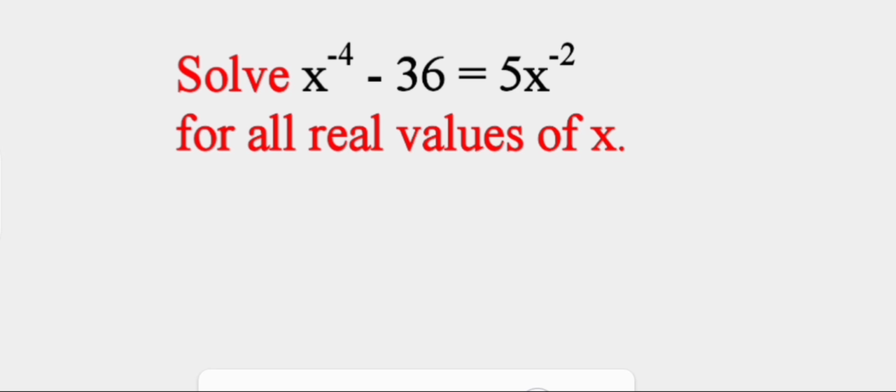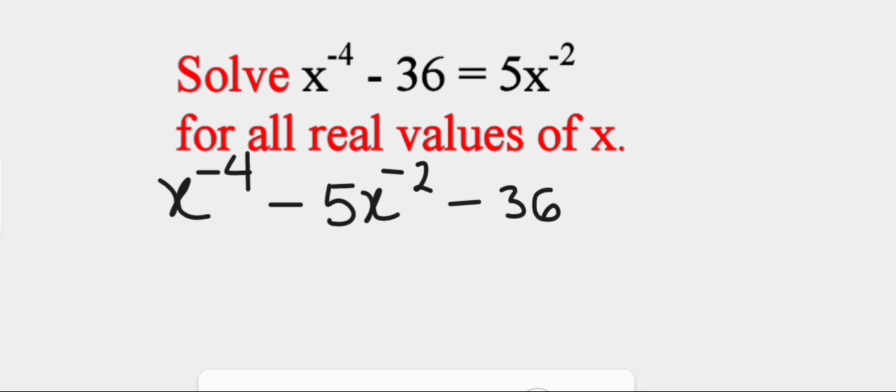Now onto the solution. We will first rearrange this equation into x raised to power minus 4, then bringing 5x raised to power minus 2 in, it becomes minus 5x raised to power minus 2 and minus 36, which is already there on the left hand side, equals 0.